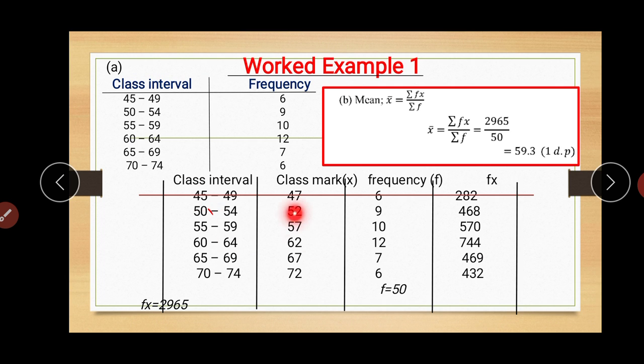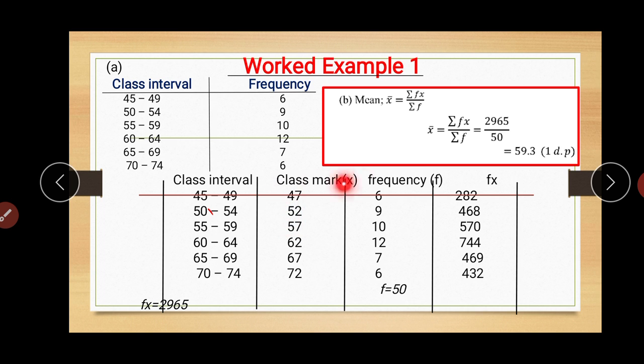The class mark is this. Your class mark is the average of the class limits. That is 45 plus 49 over 2, you get this one; 50 plus 54 over 2, you get this one. That is the class mark. Whenever you have an interval like this, you get the class mark. Now, the frequency is here. And the fx, don't forget, is the frequency times the class mark.